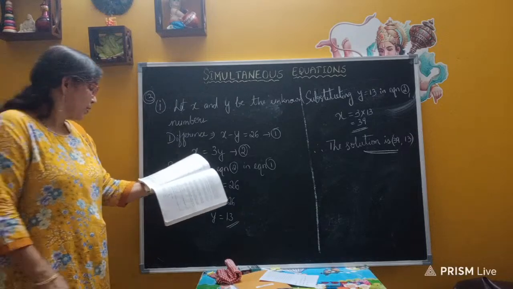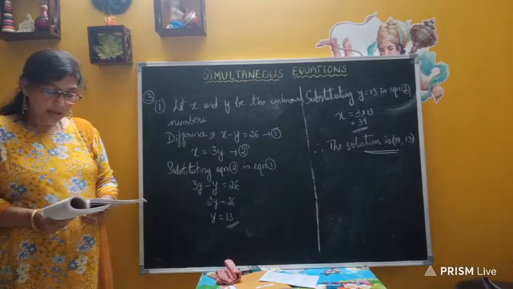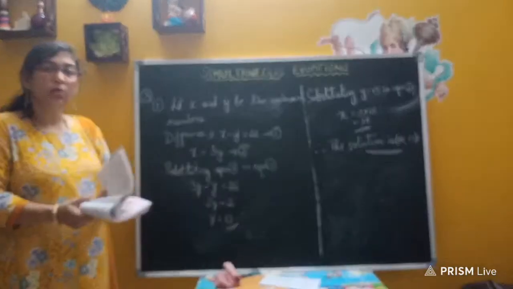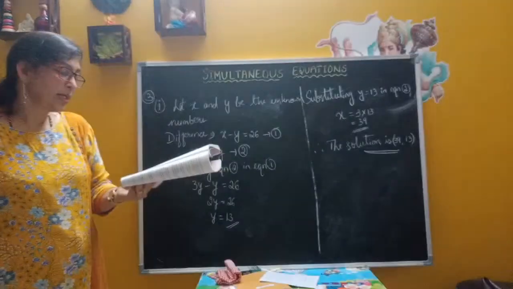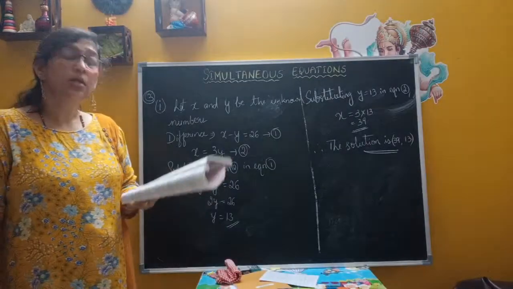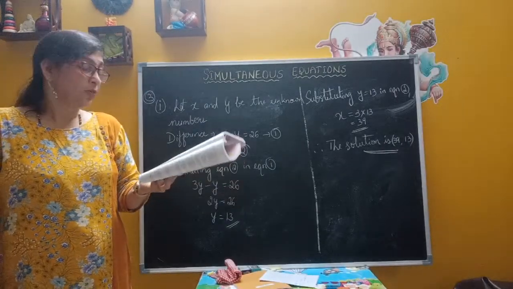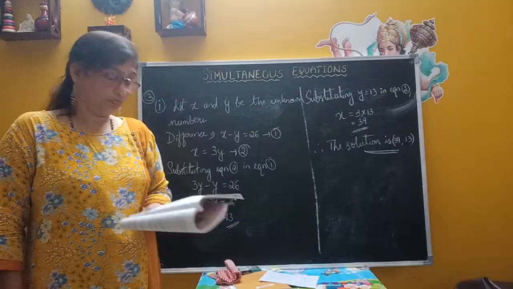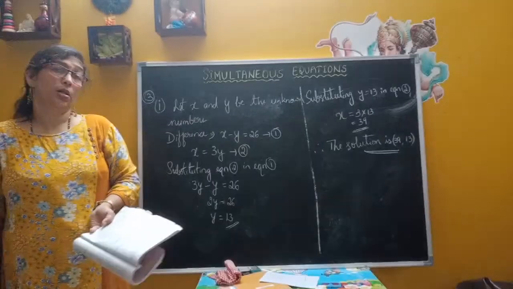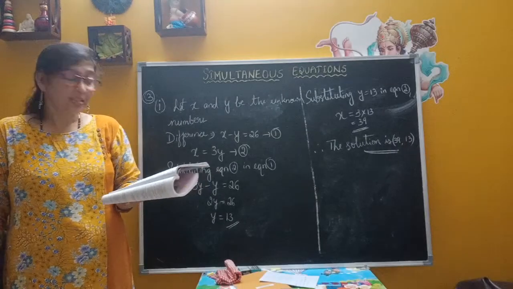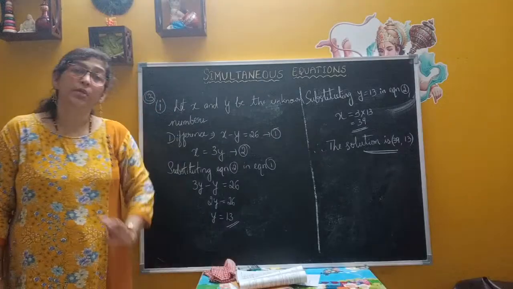Third one. The coach of a cricket team buys 7 bats and 6 balls for rupees 3,800. Later she buys 3 bats and 5 balls for rupees 1,750. Find the cost of each bat and each ball. Interesting problem, isn't it? So the coach of a cricket team buys 7 bats and 6 balls together.